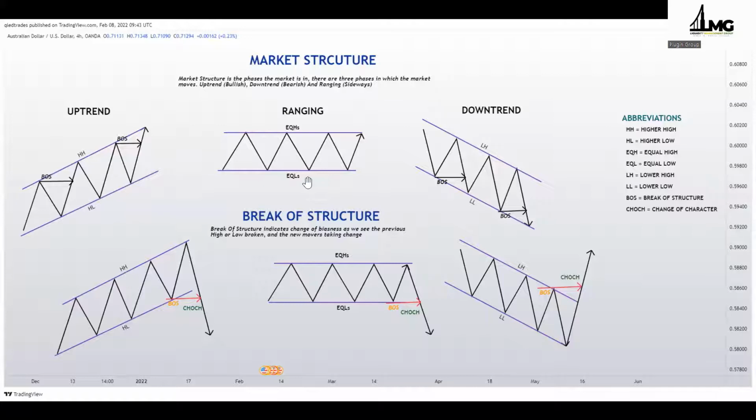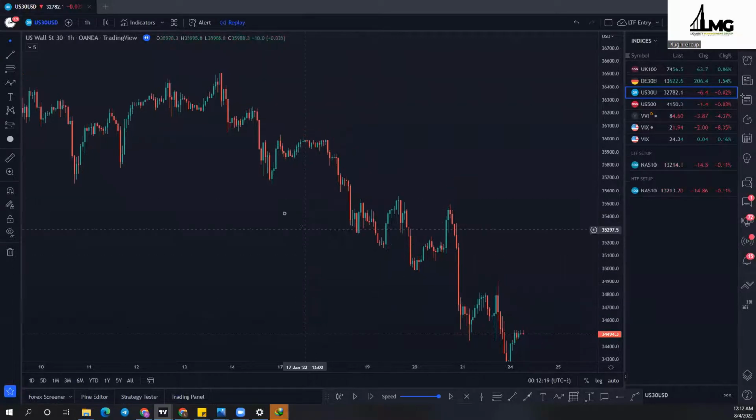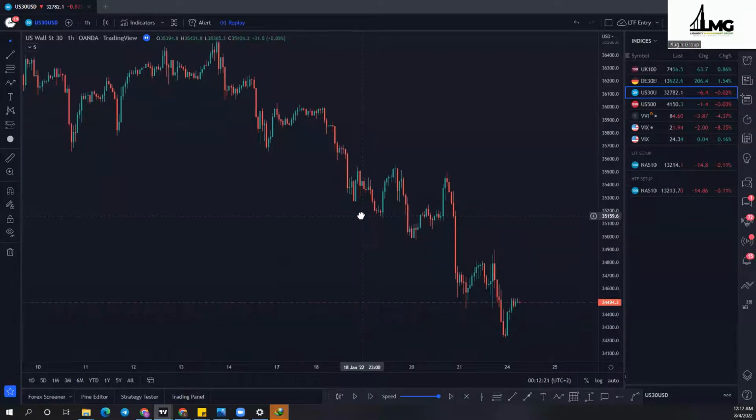So when the market is controlled by the buyers, you tend to see price breaking past the highs, and breaking past the lows if it's controlled by the sellers, right? So an example of that, right? An example of price breaking past lows and breaking past highs. So this is a chart on US30, and I'll show you.